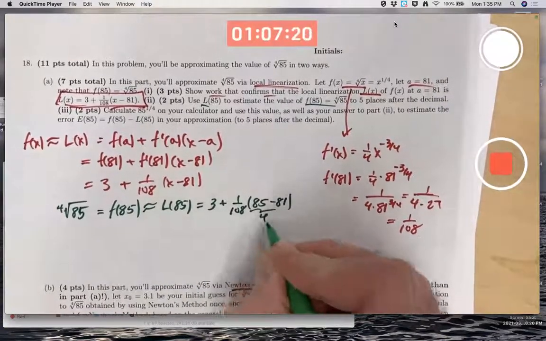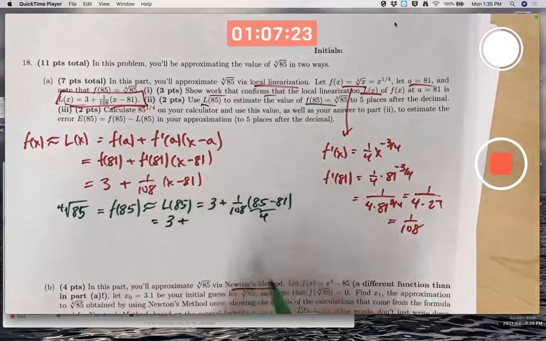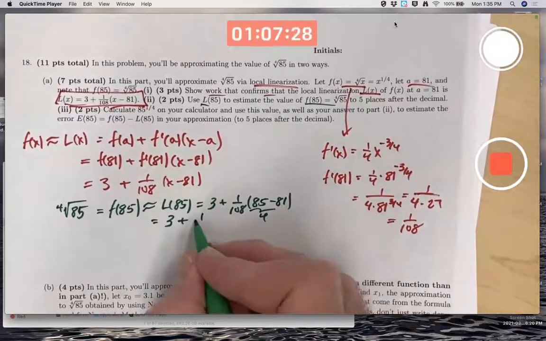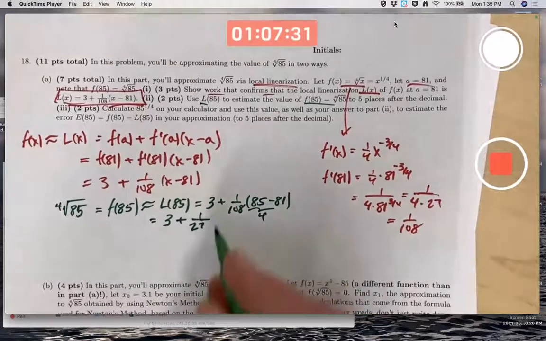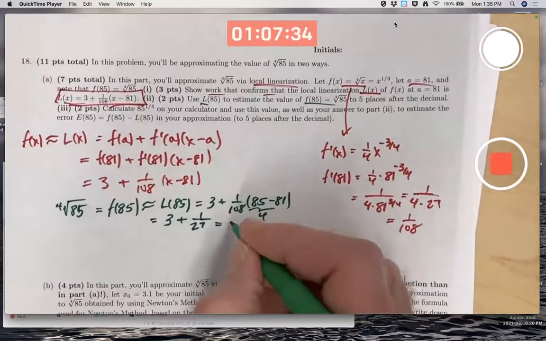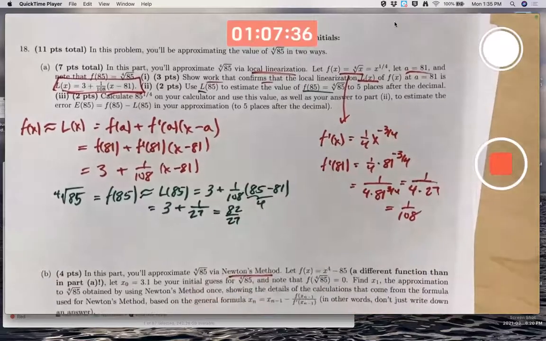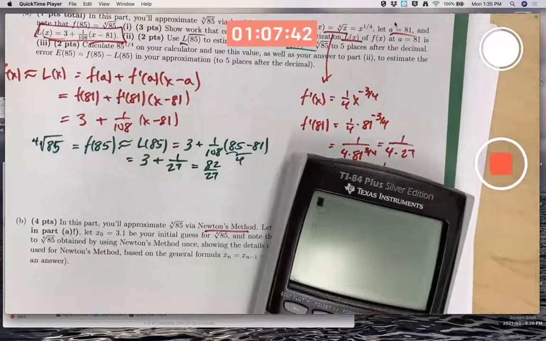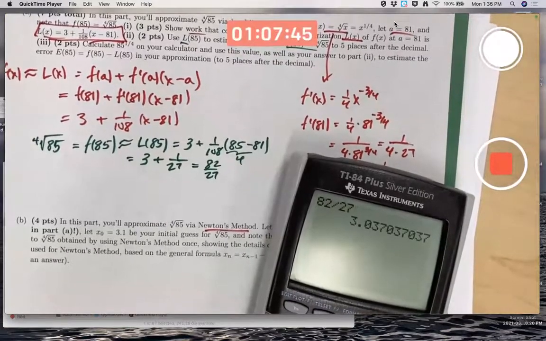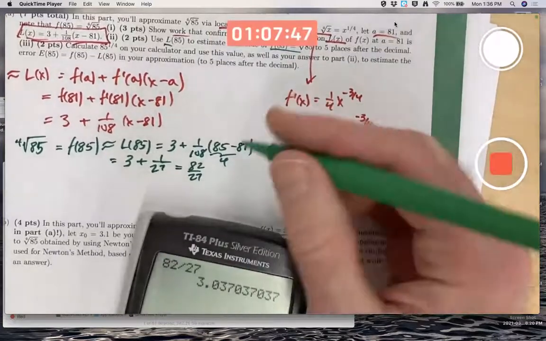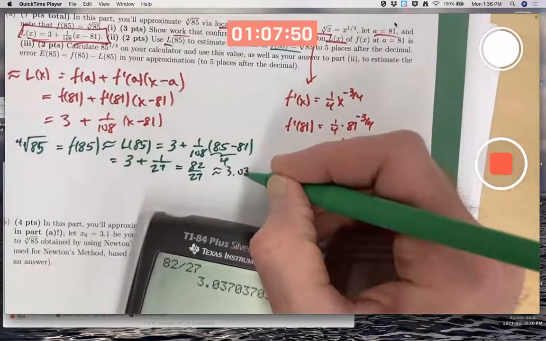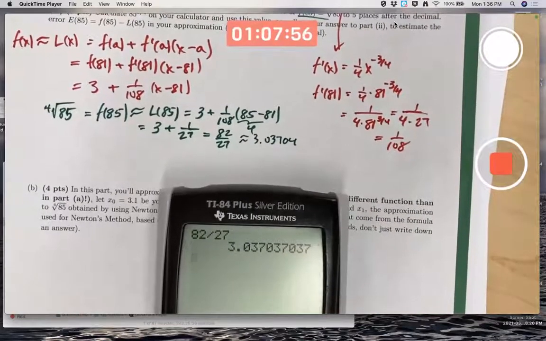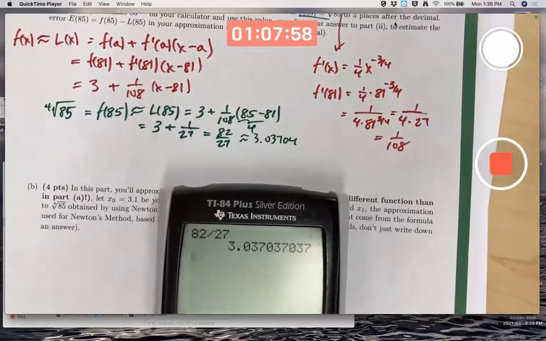That's a 4. 4 over 108 would be 2 over 54, would be 1 over 27. So 3 and 1/27, or as a fraction, it's 82 over 27, because 3 is 81 over 27. 82 divided by 27, 3 and 1/27, so it's about, to 5 decimal places, 3.03704 if you round. Now that might not be accurate to that many decimal places, but it's just rounding this number to that many decimal places.